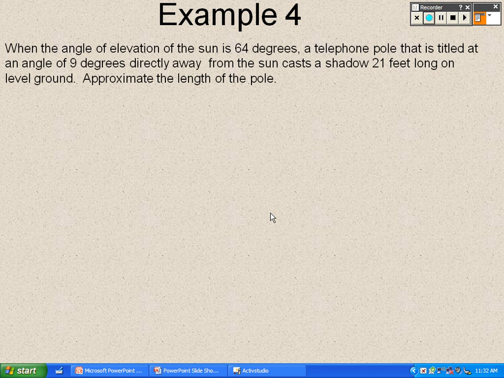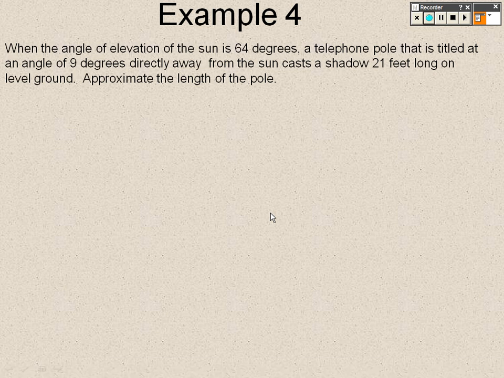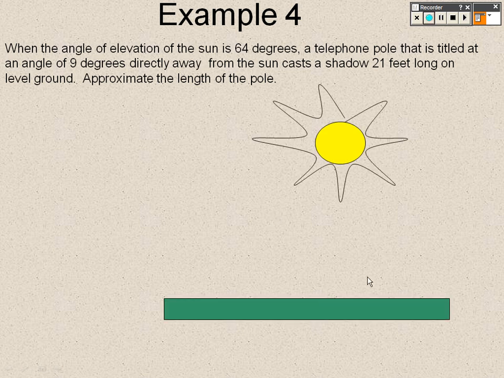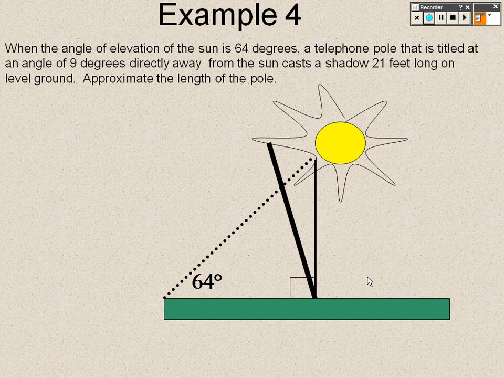Okay, so we're still on 6.4 Law of Sines, and this is part two of our lesson here. We have the word problem, and the word problem basically states we have a sun, and there's my sun, and a telephone pole that is tilted at approximately a 9-degree angle. So basically what we have here is we're filming a right triangle. Here's the sun, and it says the angle of elevation is 64 degrees.